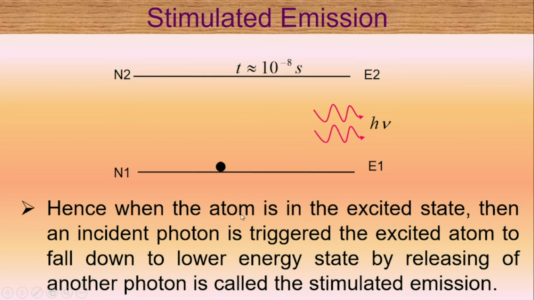Hence, when the atom is in the excited state, an incident photon triggers the excited atom to fall down to a lower energy state by releasing another photon. This is called stimulated emission. And this is the definition of stimulated emission.